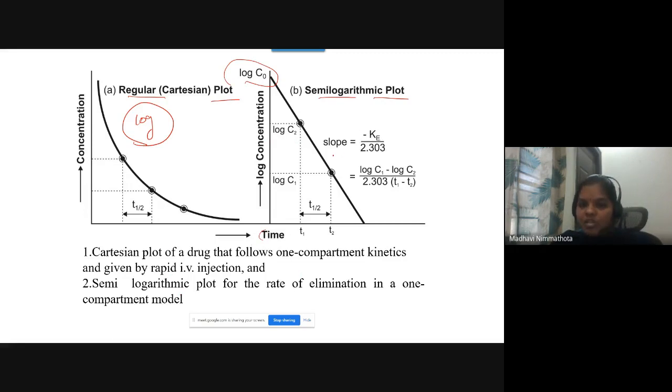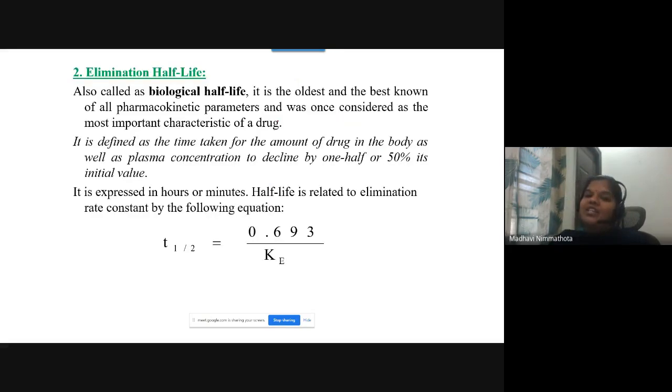Here the slope is Ke by 2.303, and this is the initial concentration of your drug, log C naught. This is the concentration at time T1 and this is the concentration at time T2. So here you have some readings, 1, 2, 3, 4, of timings and of log concentrations. From T1 to C1 and C2 to T2. Between the time T2 and T1 you have a T half. So you need to find out the half life, the elimination half life.